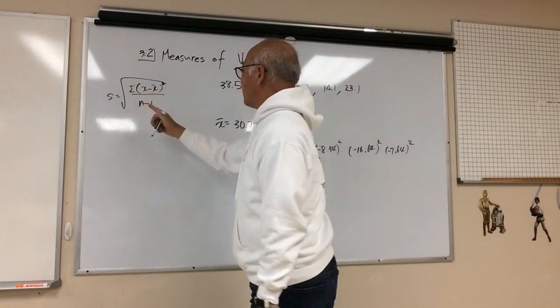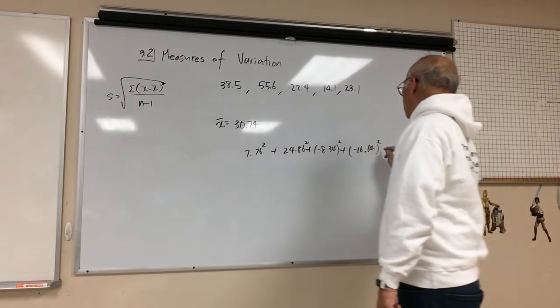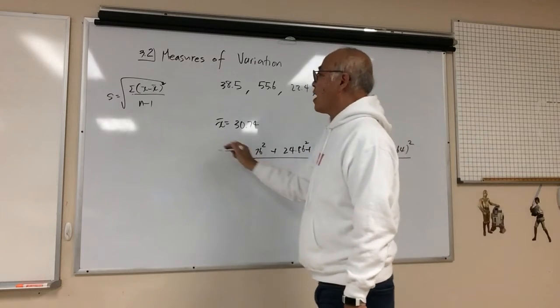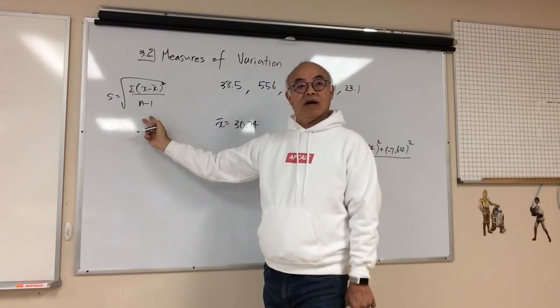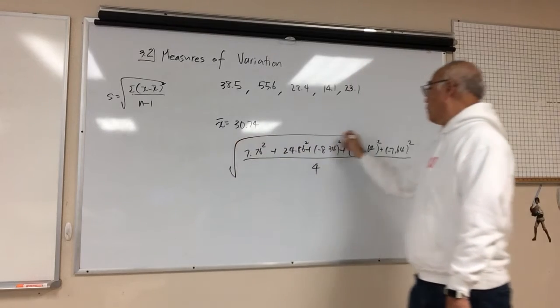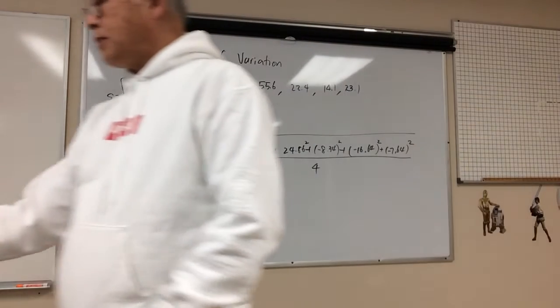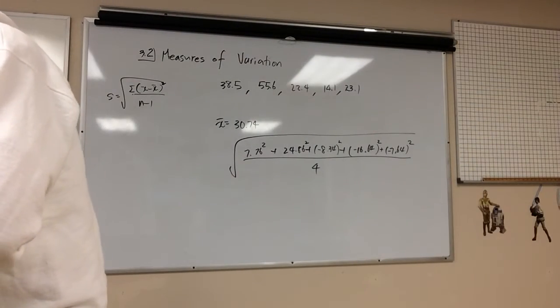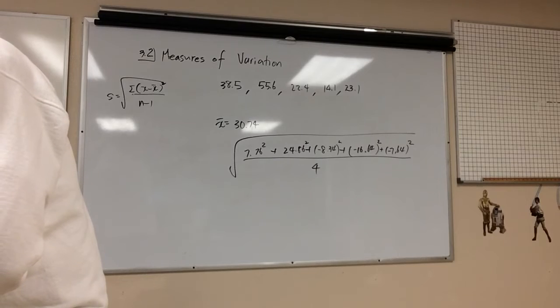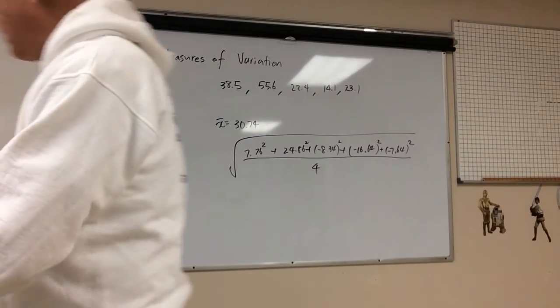It says to add all those together. The sigma is adding them all together. So add them all together. Divide by, what's my n? 5, minus 1, 4. Take the square root of that. Okay. And if you flip the page, it did all that. They were nice enough to do all that for us. And what do we get? The square root is 16.45.